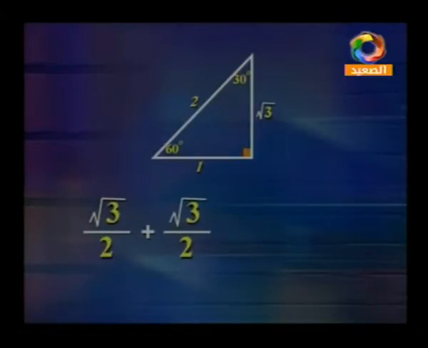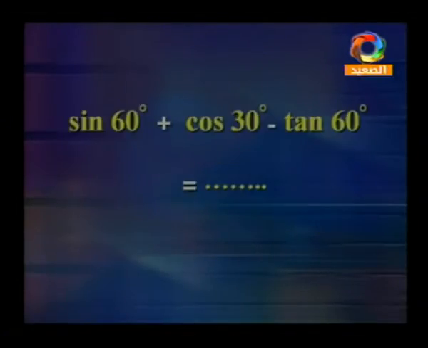Then what about sine 60? It is, that's good, opposite over hypotenuse. So it is root 3 over 2. Plus, what about cosine 30? Yes, adjacent over hypotenuse. So it is root 3 over 2. Minus, what about tan 60? Tan 60 is, that's correct, root 3 over 1, which is root 3, to give a result as 0. Then, sine 60 plus cosine 30 minus tan 60 equals 0.